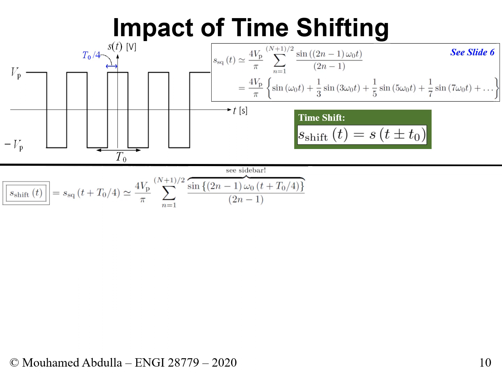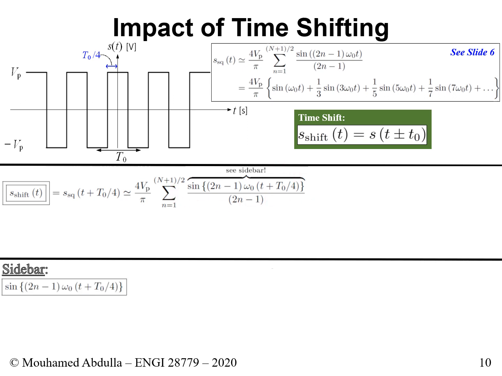So let's proceed. Let's open a sidebar to simplify this and just look at it there. So I just rewrote this here. The next step is to distribute this to each component: the 2n minus 1 omega naught t, and the 2n minus 1 omega naught T naught over 4. So we'll just put it to each of the components. Basically, we're going through the process of multiplication inside a sinusoid. So we do this.